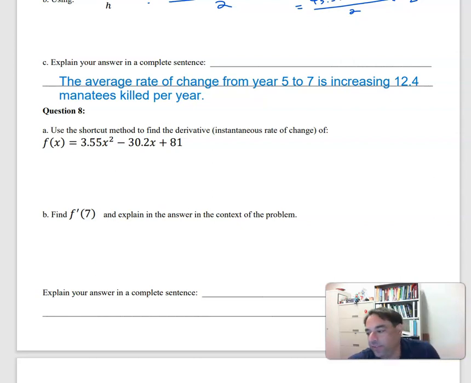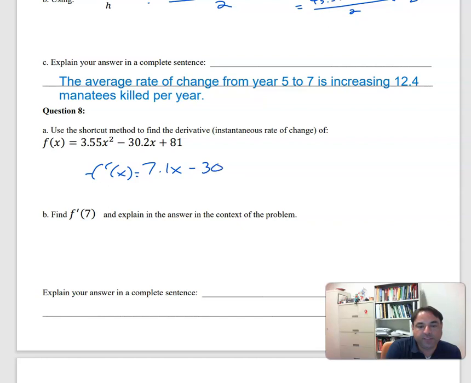So if we take the derivative using the shortcut method, that would be 2 times 3.55, which is 7.1x, minus the derivative of 30.2x, which is 30.2, and the derivative of 81 is 0. And then when I put 7 into my function, you're going to get 7.1 times 7 minus 30.2, and that gives you 19.5.